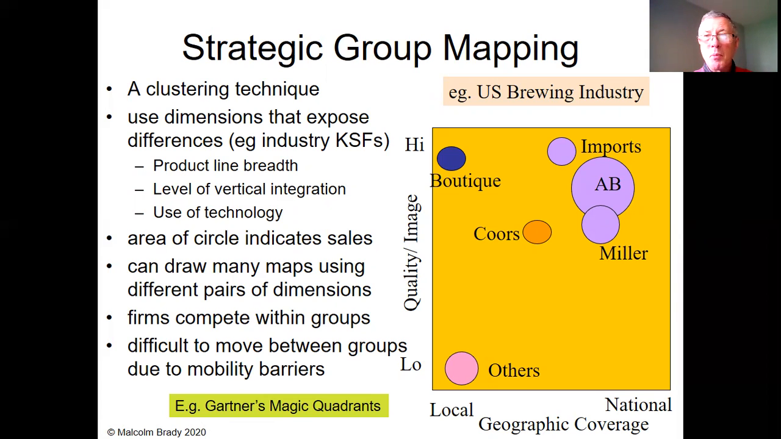There are barriers to mobility within groups, similar to the barriers to entry in terms of the industry as a whole. So it's a very simple technique. It puts the industry down into a 2x2 matrix, and you can see immediately who's competing with who closely on the different dimensions. And you can see the size of the firms if you can indicate that as well. Gartner Group do this kind of analysis for the IT industry, and the next slide shows an example of that.